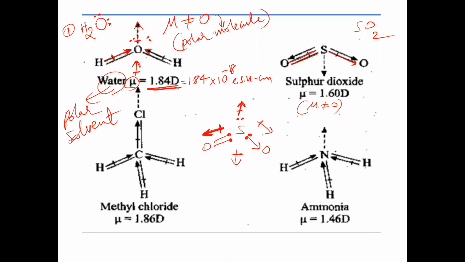Mu is not equal to 0 means what? Polar molecule. Why is it not 0? Because this bond moment and this bond moment are not cancelling each other. As they are not cancelling each other, mu is not equal to 0. And the observed mu value of sulfur dioxide is 1.6 Debye. Here I have taken the bond moment of the lone pair upwards. Here it is taken downwards. That's all.